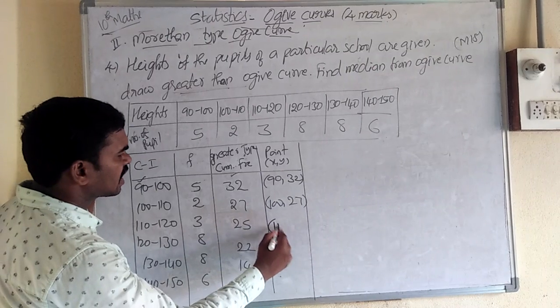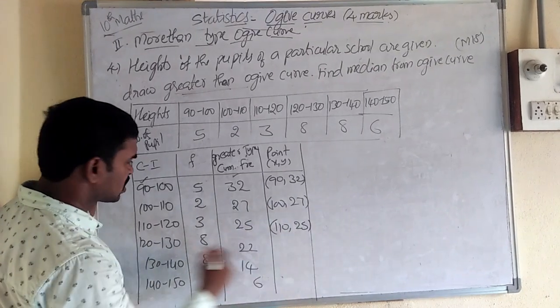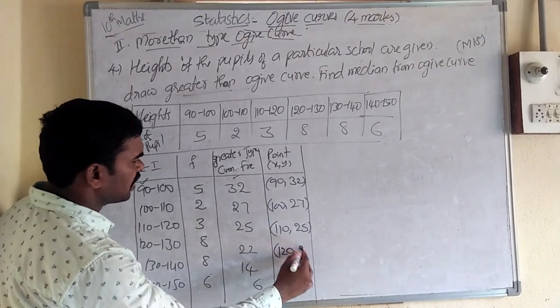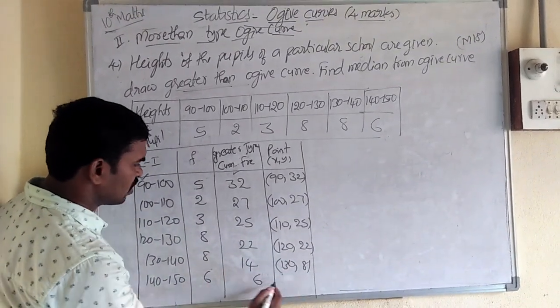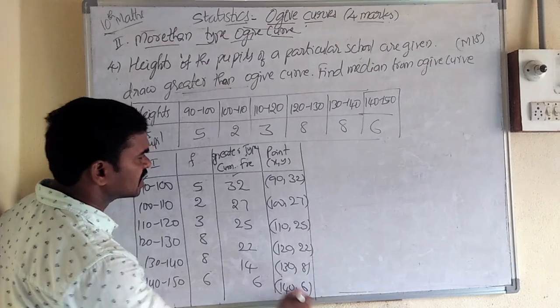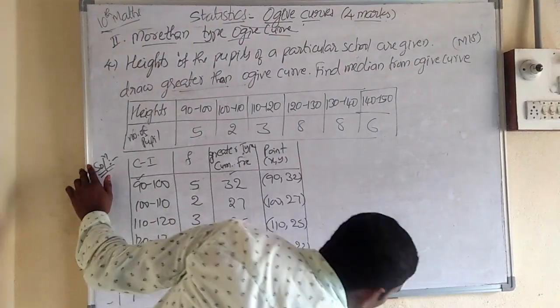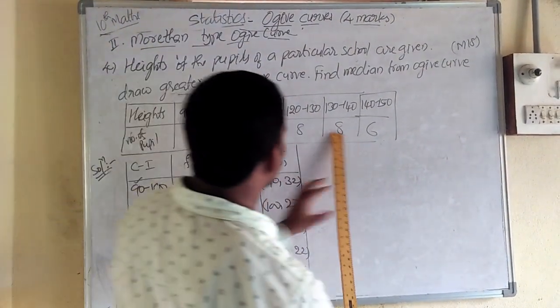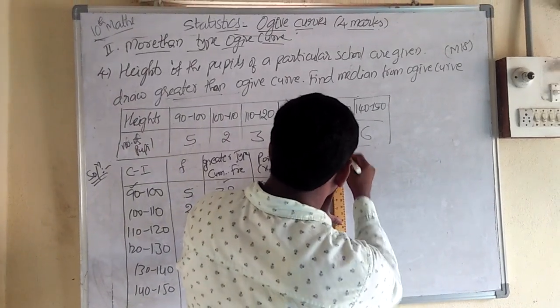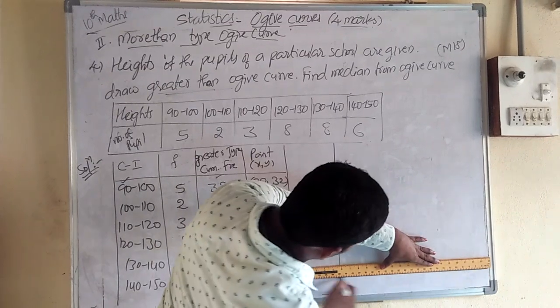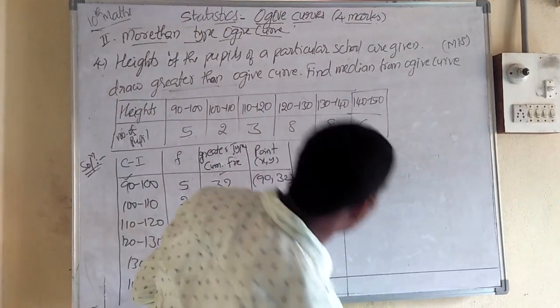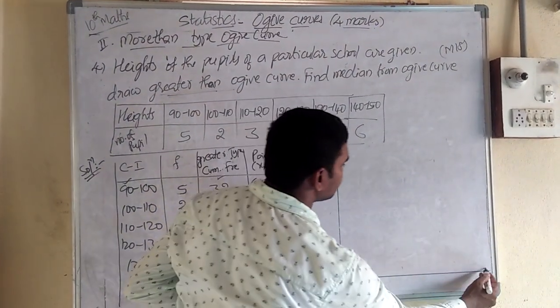Next 110 comma 25. Next 120 comma 22. Next 130 comma 8. Next 140 comma 6. These are the points. So we have to draw on the graph sheet. So I am taking graph sheet. Okay, already for you graph will be provided.